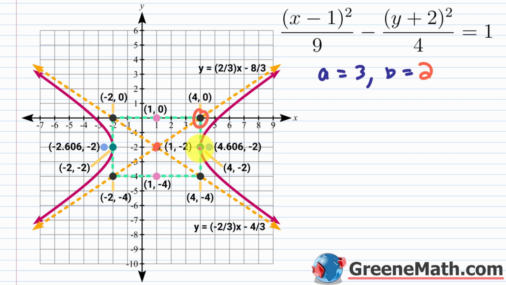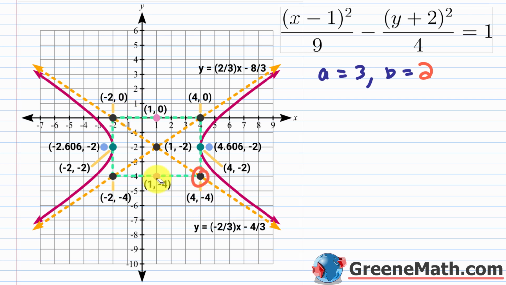So if I go A units to the right and B units up, I'm going to get to that point right there, which is H plus A, comma, K plus B. You can just say that I'm moving 3 units to the right, so 1 plus 3 is 4, and then 2 units up, so -2 plus 2 is 0. So you get to that 4, 0. So similarly, if I go 3 units to the left and 2 units up, I'm going to be at -2, 0. If I move 3 units to the left and 2 units down, I'm going to be at -2, -4. If I move 3 units to the right and 2 units down, I'm going to be at 4, -4.